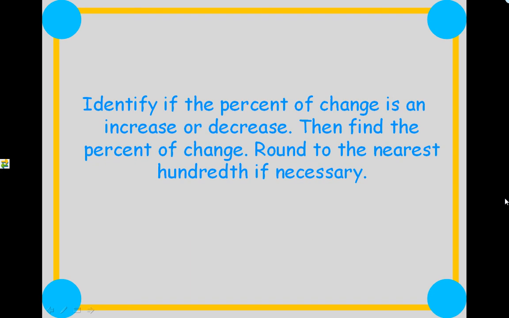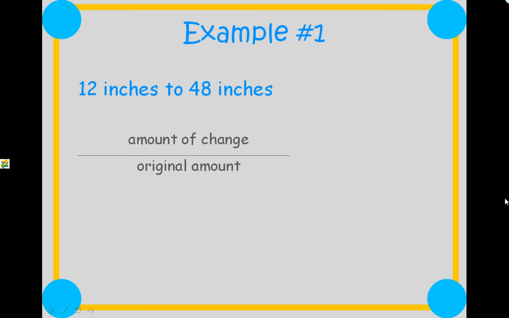Alright, identify in the next examples if the percent of change is an increase or a decrease, then find the percent of change, rounding to the nearest hundredth if necessary. Remember that if it is increasing, it is going up, and if it is decreasing, it is going down. Alright, so example number 1.